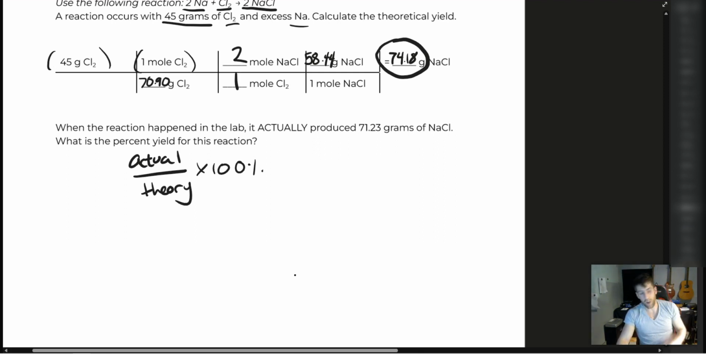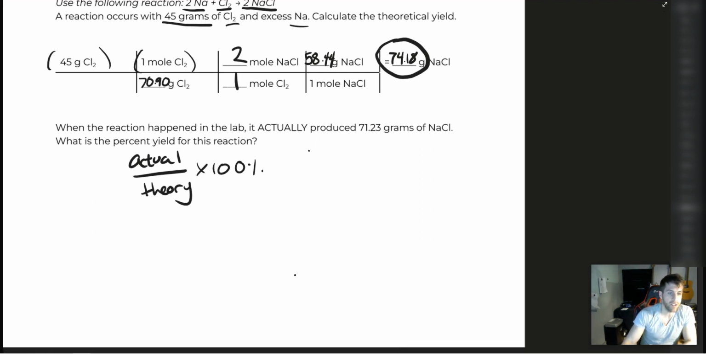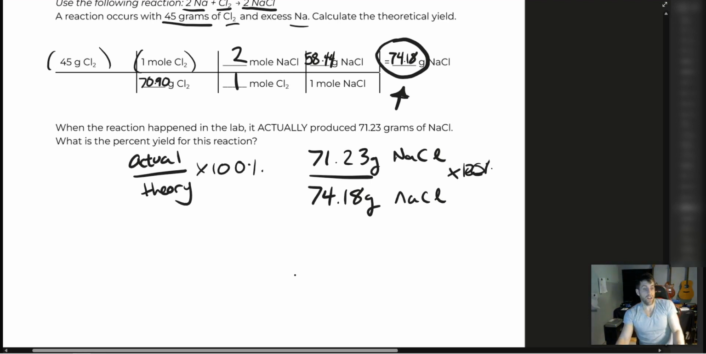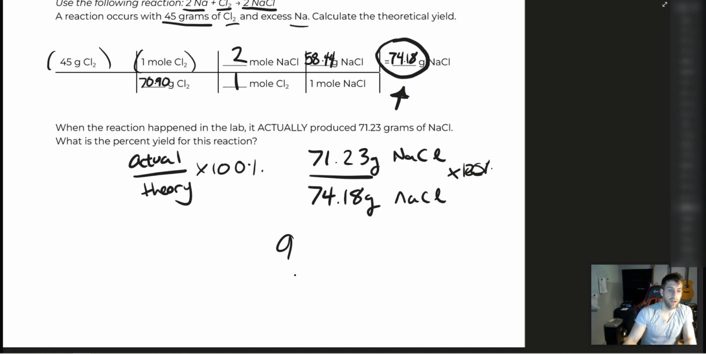Okay. So we have what we actually got, that's going to be 71.23 grams of NaCl. And our theoretical yield, as we can see up here, is 74.18 grams of NaCl. Okay, so we are going to times that by 100%. And I need my calculator for that. So if we take 71.23 divided by 74.18 times 100, I get 96%. And that is our percent yield, 96%.